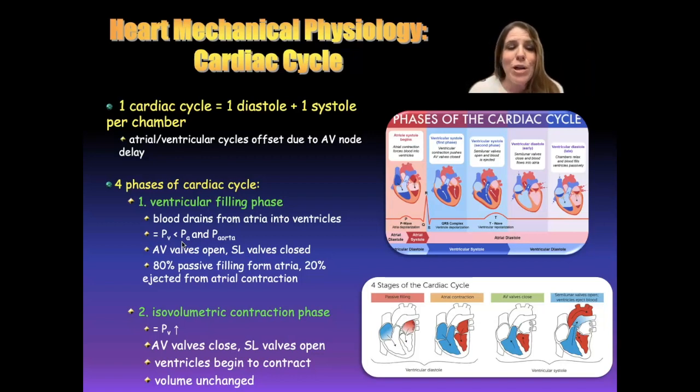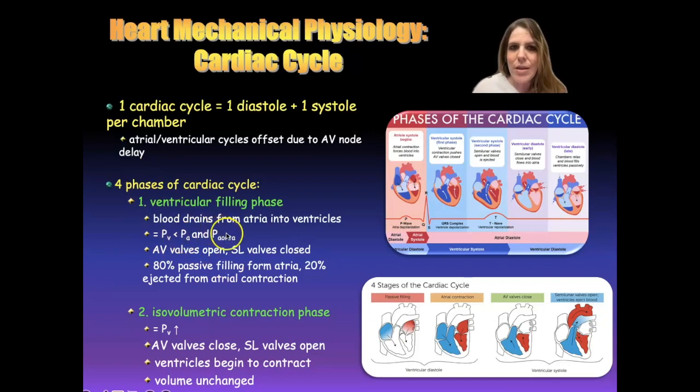So you've set up a pressure gradient. During the ventricular filling phase, because all the blood is pooled in the atria, the pressure is greater in the atria than it is in the ventricles. That lower pressure in the ventricles compared to the atria makes that blood want to go from the atria into the ventricles.